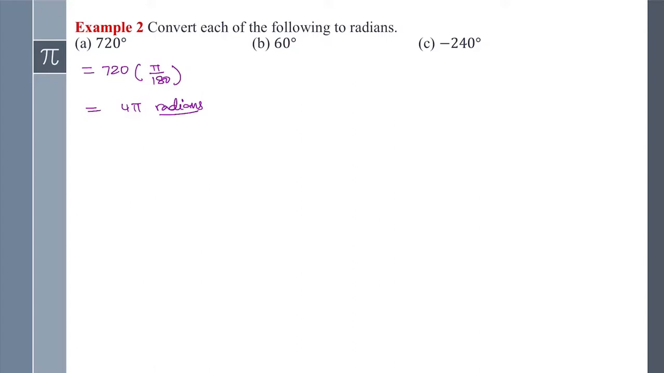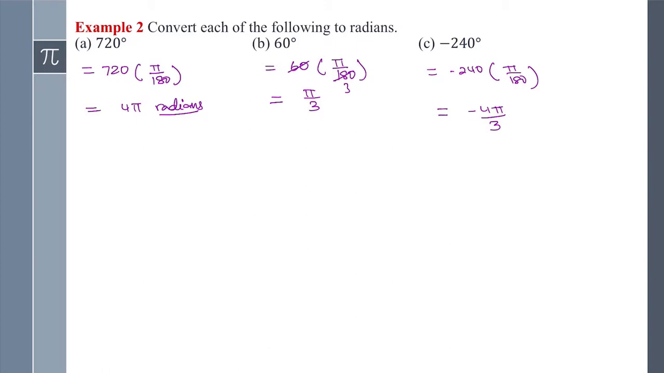Similarly, 60 degrees, we can change to radians by multiplying by pi over 180. So this is 60 pi over 180, or if we reduce that fraction, we get pi over 3 because 60 goes 3 times. We can just leave it as pi over 3 radians. Now negative 240 times pi over 180. So 240 over 180, if you reduce that fraction, you get negative 4 over 3. So it's negative 4 pi over 3 radians.